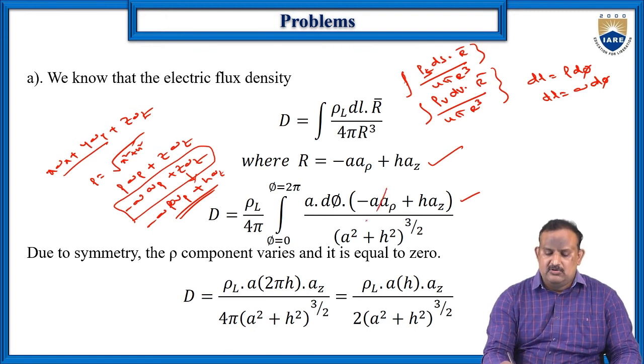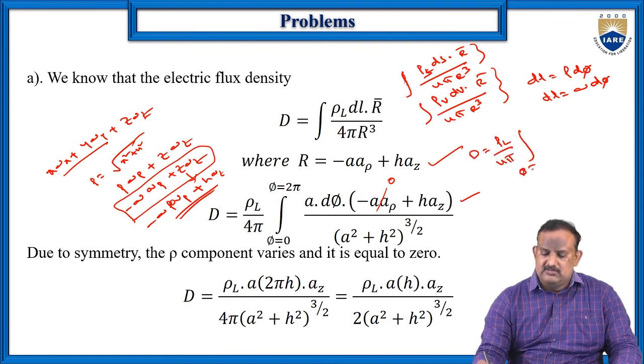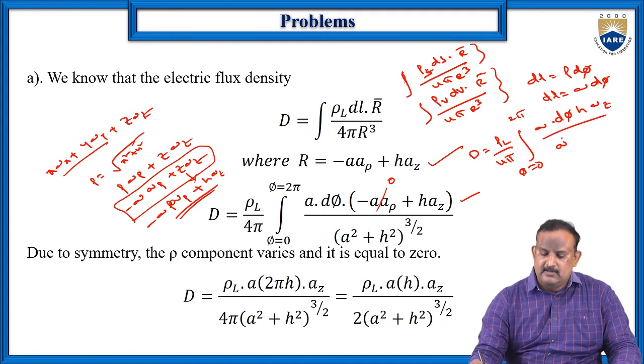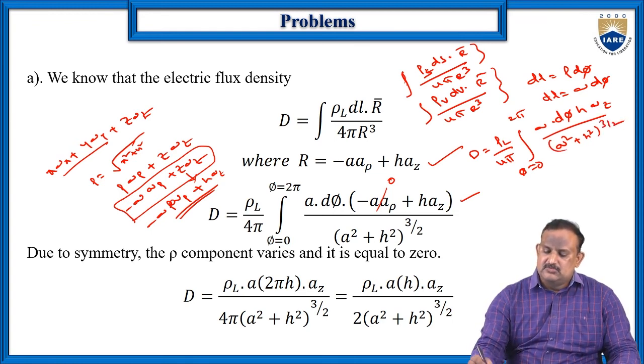So here, if a_rho equal to 0, then we have the expression D is equal to rho L by 4 pi into integral phi equal to 0 to 2 pi, a into d phi h a_z by a square plus h square whole power 3 by 2. So here a and h both are constant, therefore we can keep them outside. So here we need to integrate the equation with respect to 1 into d phi.